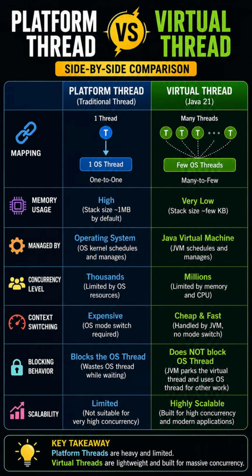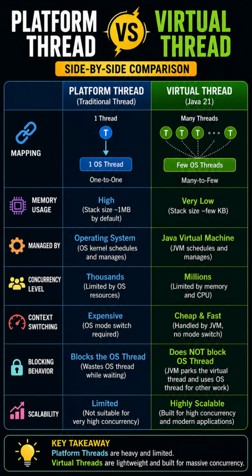Now here's one of the most common Java interview questions. What's the biggest difference between platform threads and virtual threads? With a platform thread, one Java thread maps directly to one operating system thread. With virtual threads, thousands of Java threads can share just a few operating system threads, because the JVM schedules them efficiently.